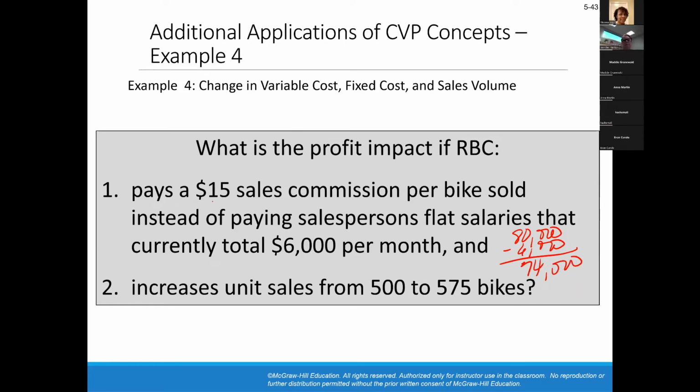Okay. And then what happens with this 15? So now it's going to be a cost per bike. So our variable expense was 300. We're going to add that 15 to it. So now we're going to have that variable expense at 315 instead of 300. And we're going to increase our unit sales from 500 to 575. So we've increased our units by 75. All right, so let's see what that looks like.